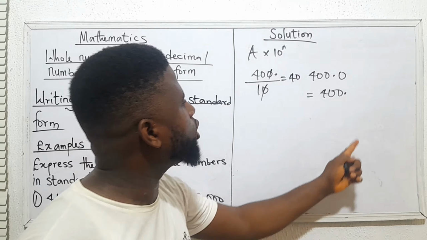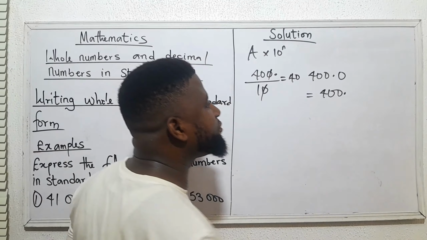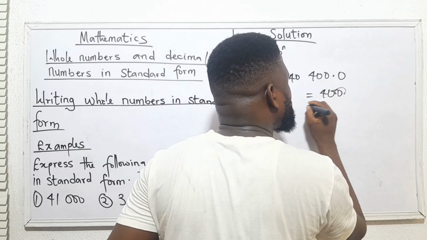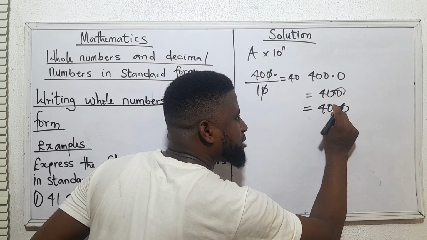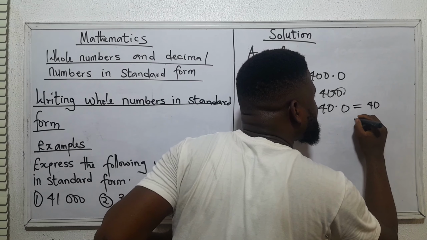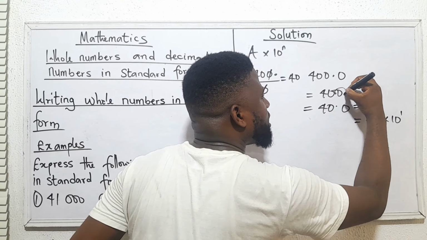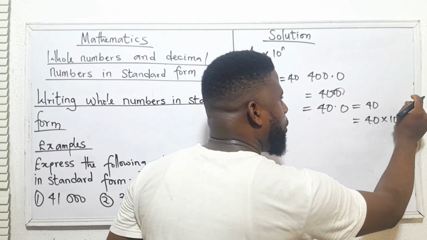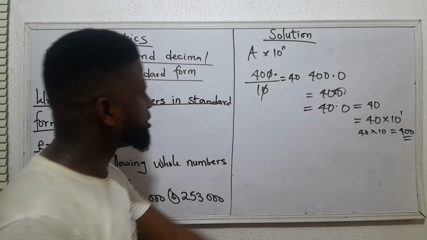Now, if I decide to divide 400 by 10, this will give me 40. I can also divide 400 by 10 by shifting the place of the decimal point backward one time, and this will give me 40.0. The 0 after the decimal point is inconsequential. It's the same thing as 40, which is the same thing as 40 times 10 raised to power 1, because I shifted the place of the decimal point backward one time. 10 raised to power 1 is 10, and 40 times 10 is 400. It's the same thing.